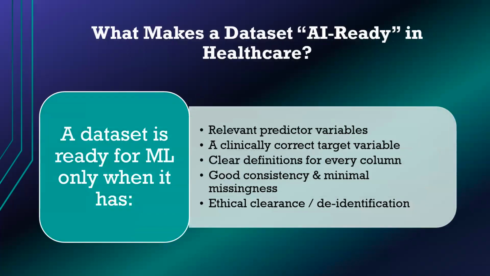So what makes a dataset AI ready in healthcare? For that, we need to assure that we have relevant predictor variables, that is your input or independent variables. We need a clinically correct target variable. There are clear definitions for every column, and we need appropriate ethical clearance, which I'm telling you right from the beginning. Patient privacy is always important. So ethical clearance for using certain data is always essential. And we need to ensure that we have a healthy dataset with consistent information and minimal missingness.